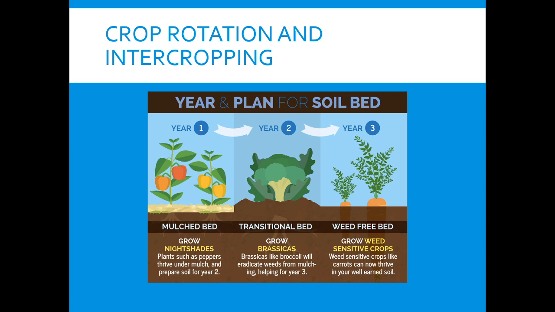You start by mulching the bed and grow nightshades, which are like peppers. They thrive under mulch. They don't need the soil to be directly open. This will prepare the soil for year 2, where you have a transitional bed where you grow brassicas like broccoli, which can actually eradicate weeds from the mulching, and they help the 3rd year where you have a weed-free bed and you grow weed-sensitive crops like carrots that can now thrive because your soil is prepared for it.